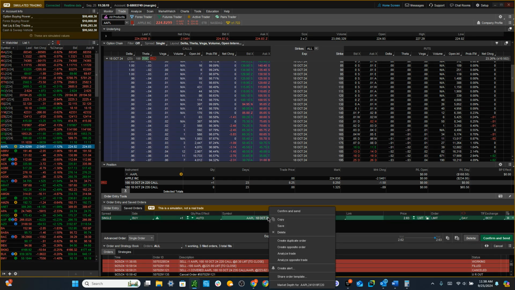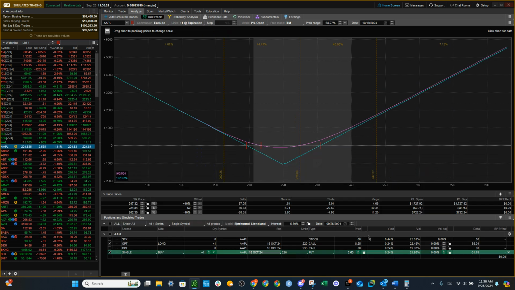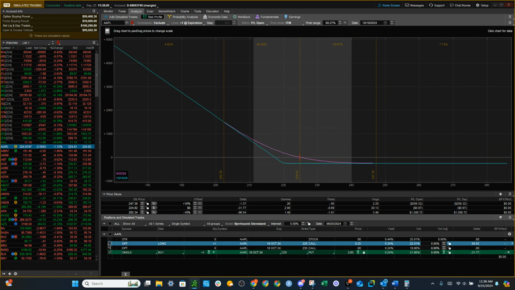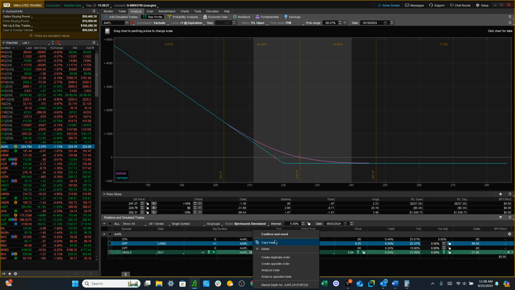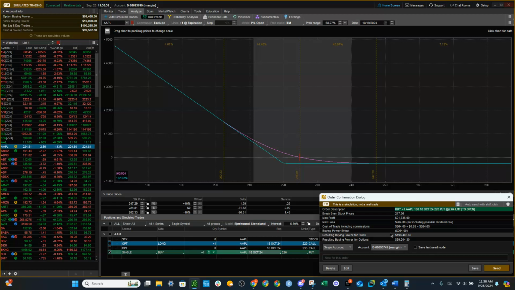Always analyze the position. Now this has become a long straddle because we have a long call and a long put. So that becomes a long straddle. Anyway, we don't need to discuss that right now because we're going to do that later. Long put, again, same methodology. So if you want to go in, just right click, confirm and send. And then always make sure you're paying 765. You know the exact buying power effect.